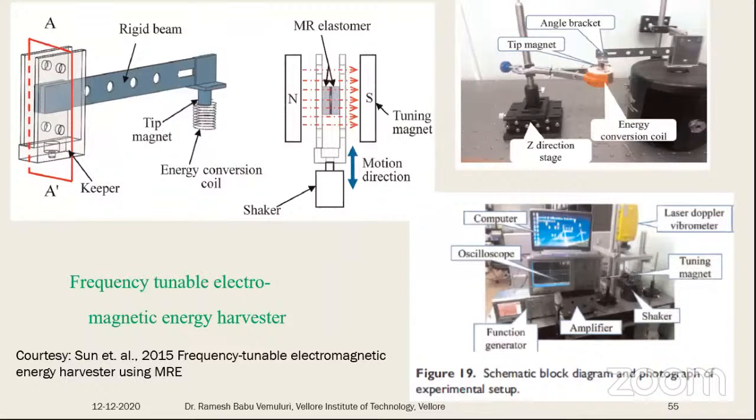Frequency tuned electromagnetic energy harvesting using the energy harvester. There is a beam, and this is the tip magnet, and this is the energy conversion coil.